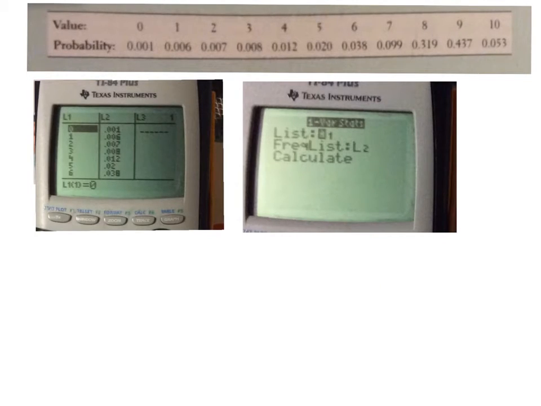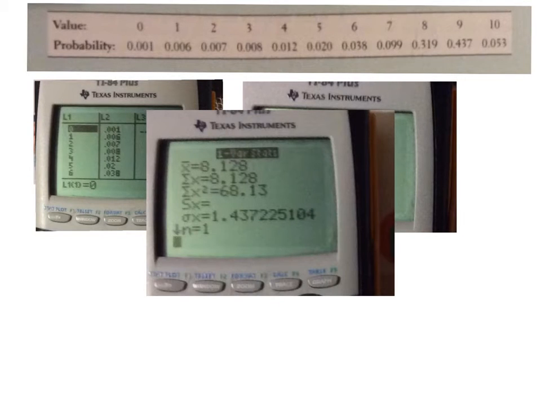When we normally do this with just one list of data, there's nothing in the frequency list. Here's our list of data, and how often does it happen? Well, these are the probabilities of how often that might happen. So we're using these two lists, and that way the calculator can calculate the mean and standard deviation correctly. Don't forget that. So right here we have our expected value of 8.1.